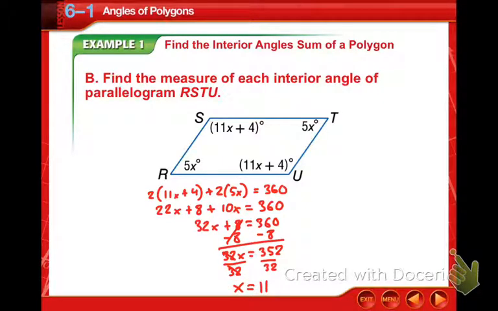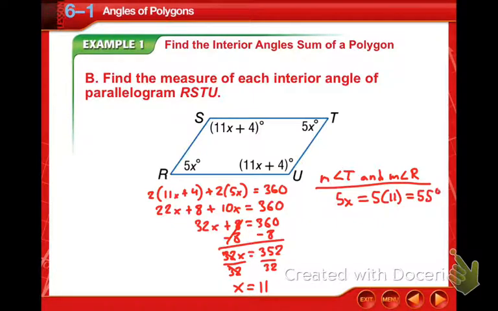Now, I don't want to block that off because that's not our answer. We're trying to find the actual measures of the angles. So we need to take that 11 and plug it into each one of these. Angles T and R are the same. So for the measure of angle T and the measure of angle R, we're going to use the 5x, right? So that's 5 times 11, which is 55 degrees.